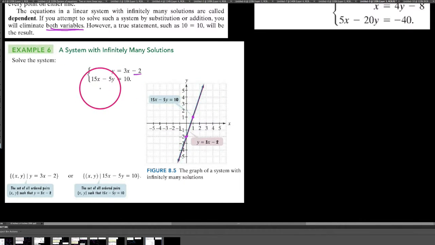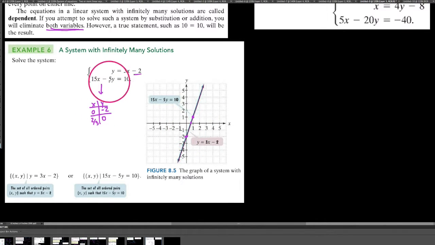If we look at our second equation here, this is in standard form, but that would have been easy to graph as well, by the intercept method. If you plug in 0 for x, -5y equals 10, we get -2 for the y-intercept. Plug in 0 for y, we get 15x equals 10, so our x-intercept is 10/15, in other words 2/3. And we can see that our x-intercept is at 2/3 here. But essentially, it's the same thing.